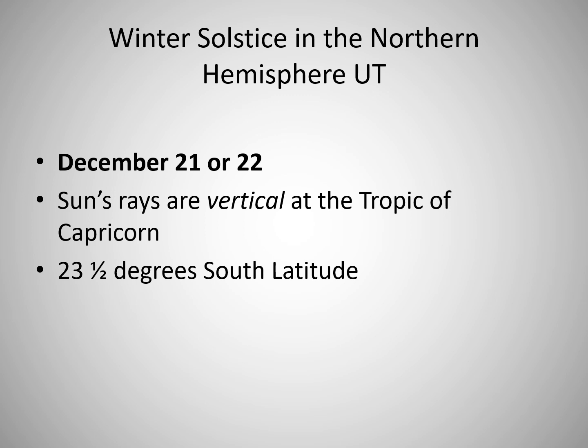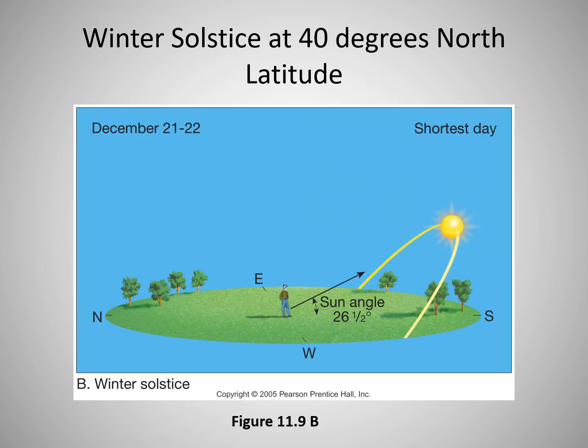This is the shortest day of the year for us in the northern hemisphere. The sun's rays this time are vertical at the Tropic of Capricorn, which is 23.5 degrees south latitude. Again, we will look at some drawings to make this more clear.